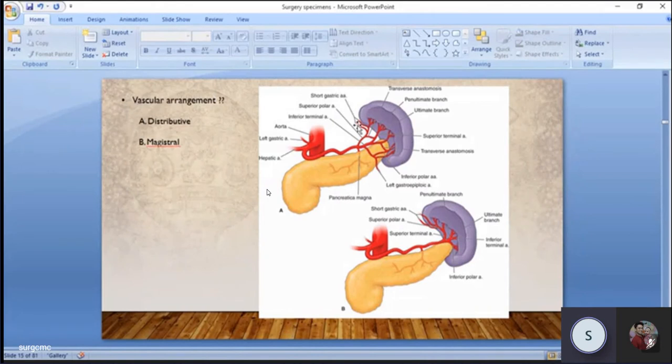This type, because you cannot identify each and every vessel during splenectomy, and there might be a chance you skip any small vessel, and there will be torrential hemorrhage. So the distributive type is the dangerous type.